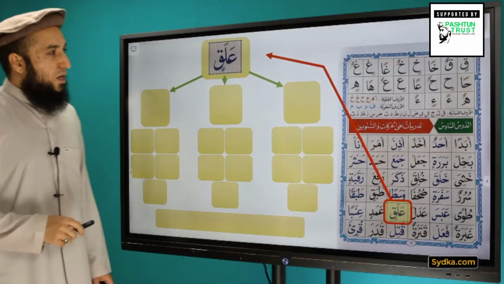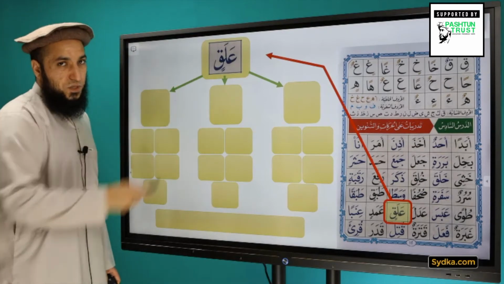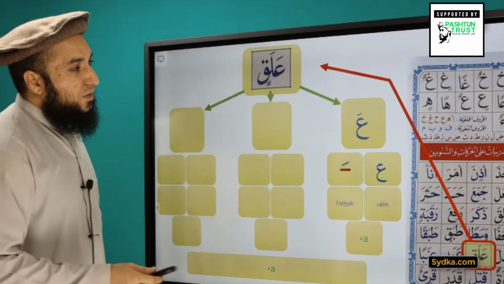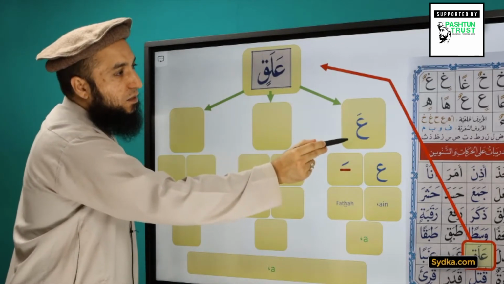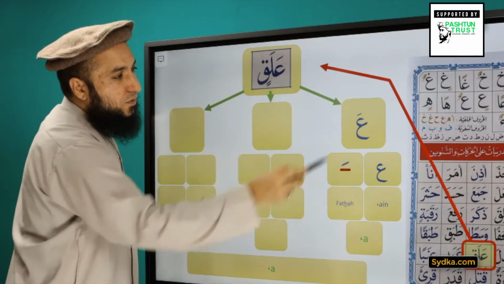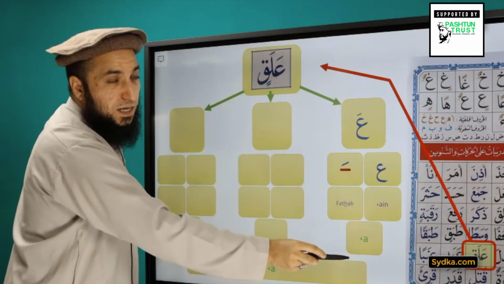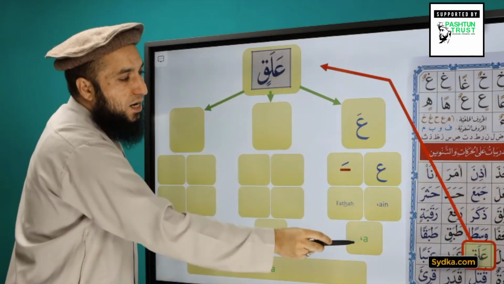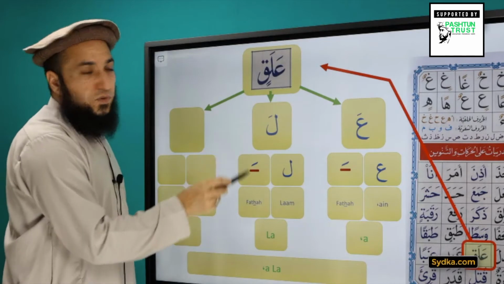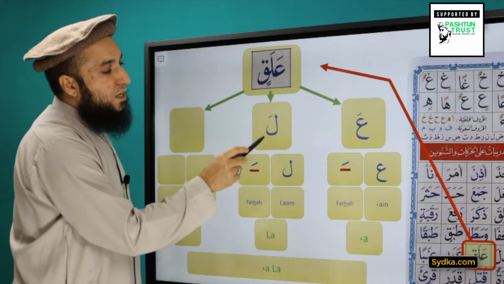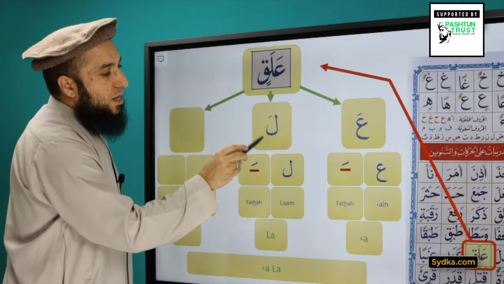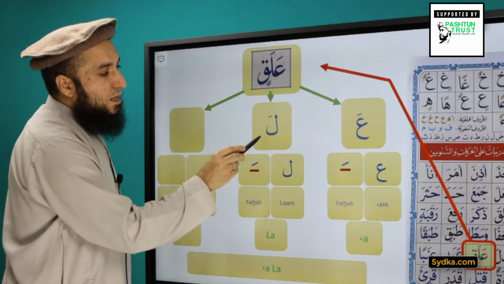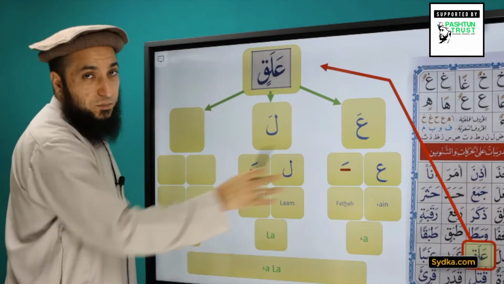So the first word we have is alaqin, and it has 3 syllables. The first syllable is ayn fatha'a. Ayn is not silent, and we have fatha on top of it. Ayn fatha'a. The next syllable we have is lam fathala. Lam is not silent, and we have fatha on top of it. Lam fathala. So now we combine these 2 syllables.